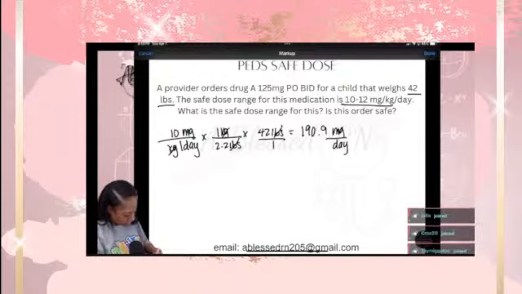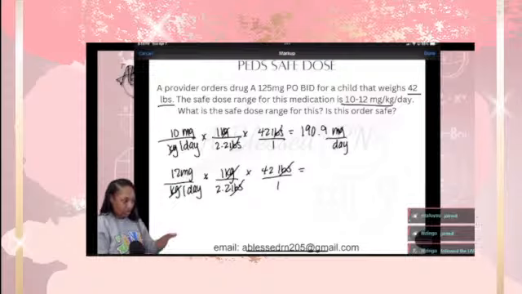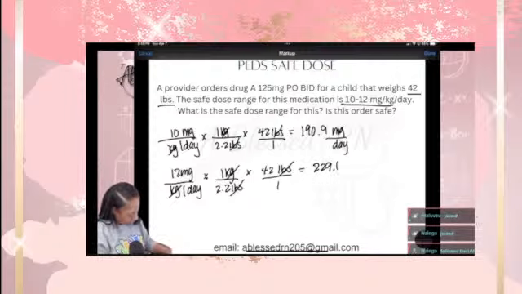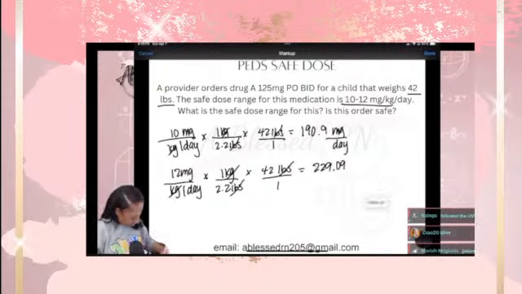We need to find the most. So 12 milligrams per kilogram per day times 1 kilogram per 2.2 pounds. Kilograms cross out, and we have our weight is 42 pounds over 1. Pounds crosses out. All right, so then we'll do it the same way. 12 times 42 divided by 2.2. Okay, 229.09. Or if they tell you to round it to the nearest tens place, then round it to the nearest tens place. Okay, all right, so this is our safety net.